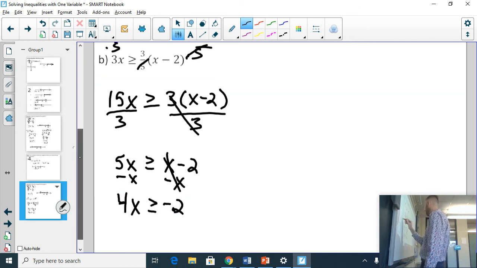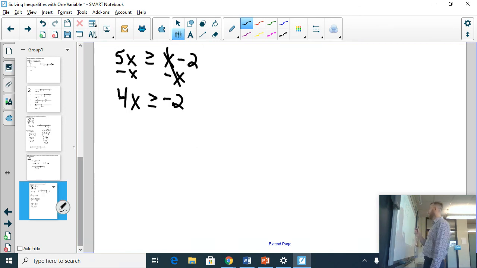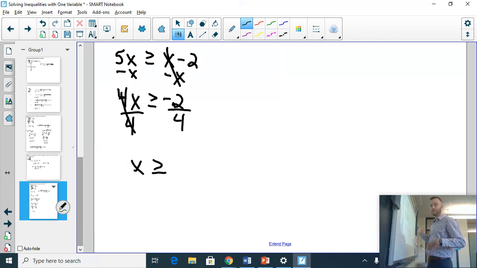And then we need to divide by 4. Divide by 4. And we're going to get x is greater than or equal to. We didn't divide by a negative just because there's a negative there. Doesn't mean we divided by a negative. So the sign stays the same. And then -2/4 is the same thing as -1/2. Right? Oh no, we got a fraction. What happens now? Nothing different, right?